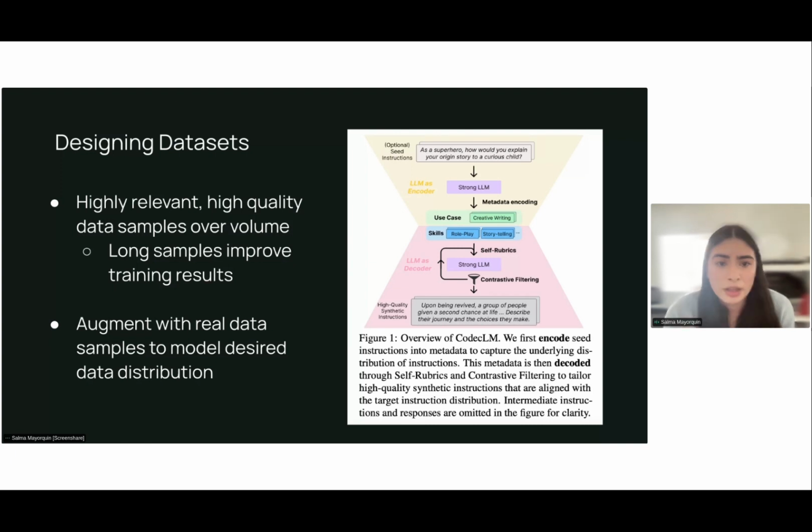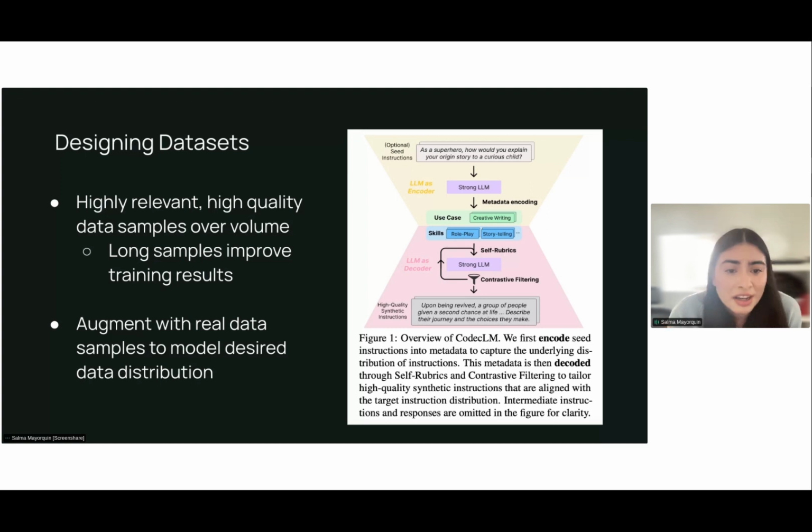And then another clue is that long samples actually improve training results. You can get away with fewer samples in your training data, and then essentially filter down your data set to the samples that have the longest responses. And that is shown to help improve baselines for training these models. That's another result that's also linked here.